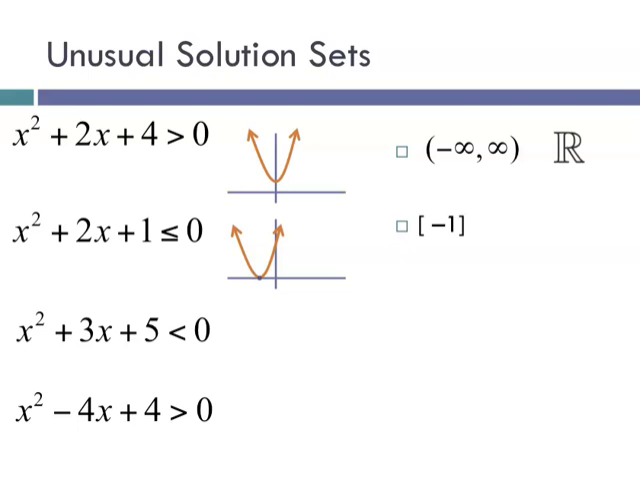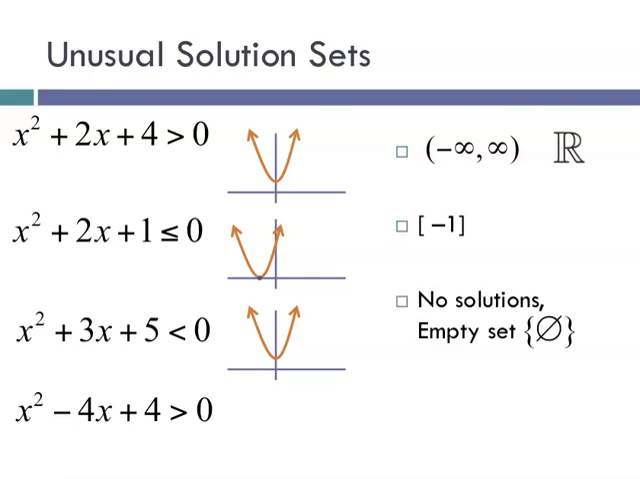In the next one, we have x squared plus 3x plus 5 is less than 0. So this is a parabola facing upwards. The entire thing is above the x-axis. So where is that less than 0? Where is that negative? Well, there's nowhere where that is negative. So we would say this has no solutions. You can also say it's the empty set.